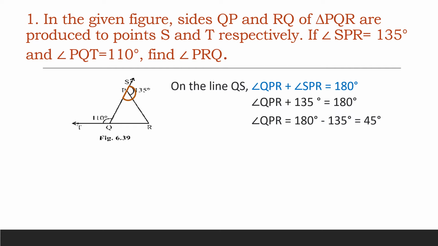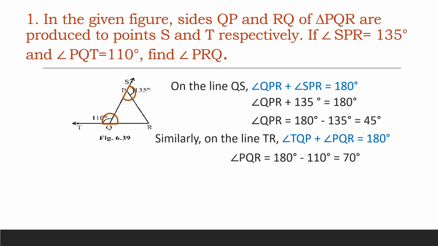Now look at the line TR. So the sum of the angles is equal to 180 degrees. Angle PQT plus angle PQR is equal to 180 degrees. So we already know that 110 degrees is equal to angle PQT. So substitute that, we get angle PQR is equal to 70 degrees. So look at the diagram, 70 degrees, and angle QPR is equal to 45 degrees.